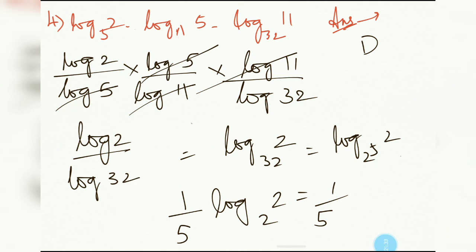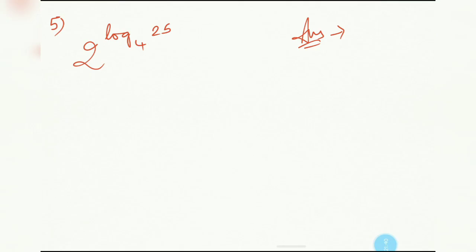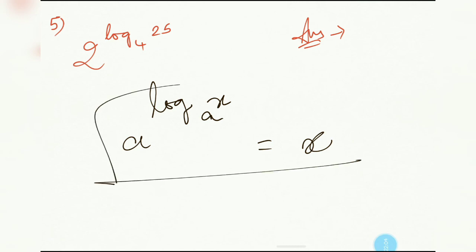Okay, next question we'll see, which is the fifth one, right? So what we have to do is 2 to the power log 25 to the base 4. Okay, so that is the question. Now how do we solve these kinds of questions? Using the last identity, that is a to the power log x to the base a is equal to x. Using this identity we will simply solve this question.